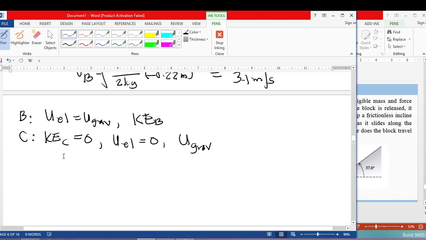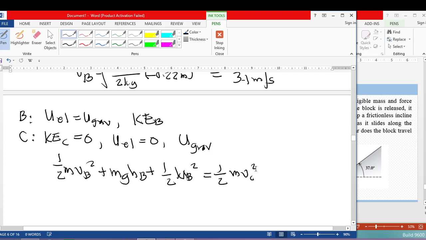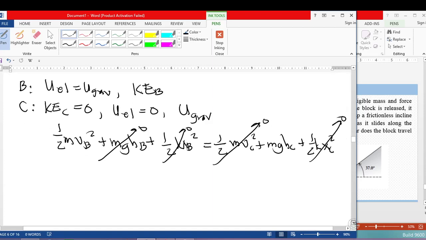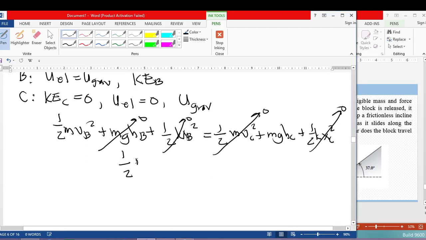Law of mechanical energy. So we have 1/2 m vB squared plus m g hB plus 1/2 k xB squared is equal to 1/2 m vC squared, plus m g hC. So our point B is our initial, and point C is our final. At point B there is no elastic potential energy. At point C there is no kinetic energy and no elastic energy. So basically what's left is 1/2 m vB squared is equal to m g hC.